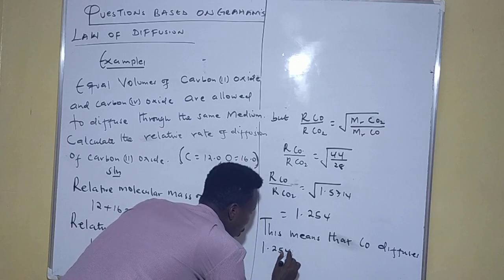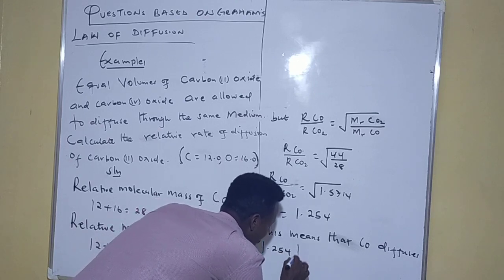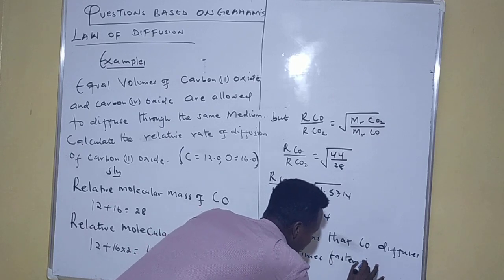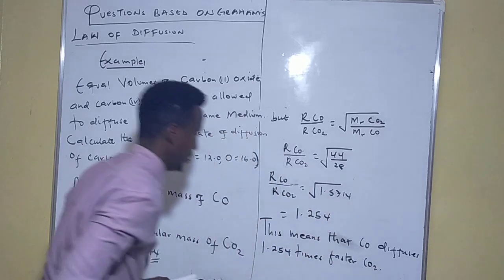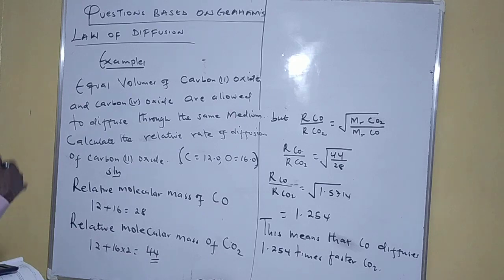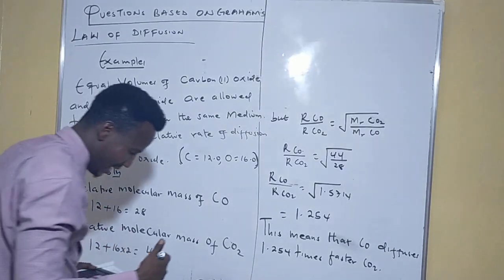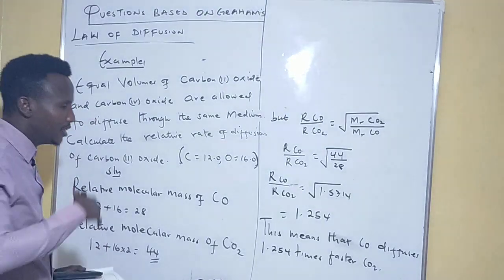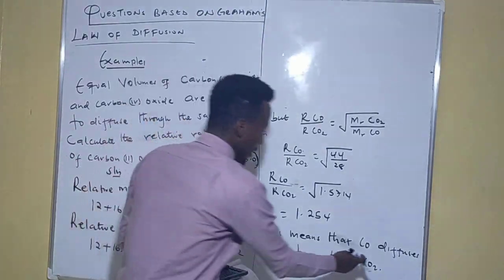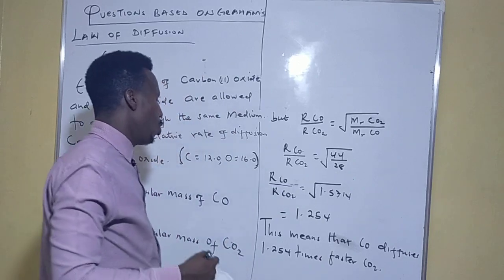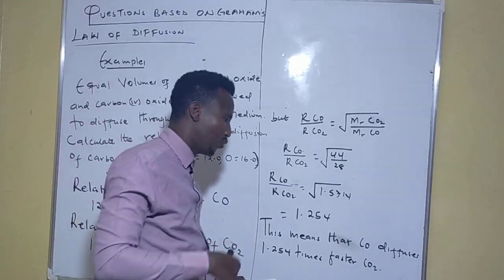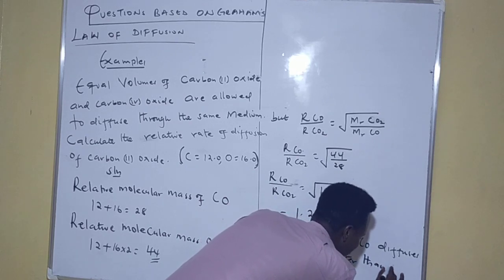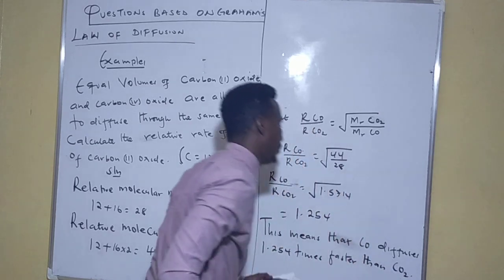Yeah, it diffuses 1.254 times faster than carbon dioxide, because the lighter the gas, the higher the rate of diffusion. Just understand that. So you can say this means that carbon monoxide, CO, diffuses 1.254 times faster than CO2, which is carbon dioxide.